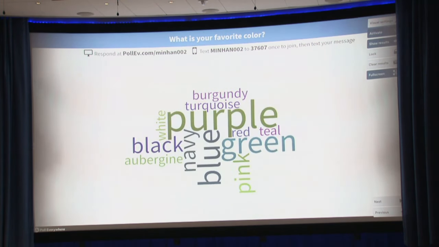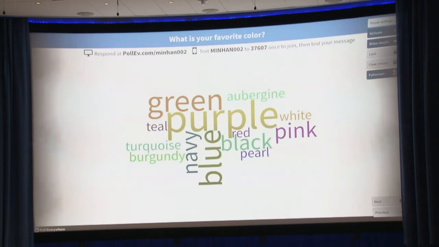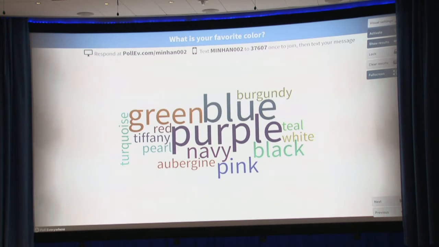We have burgundy. We have white. Okay, now we have white. Teal. I like teal color as well. Yellow, nobody. Orange color. Pearl. Okay, nice. So this is an open-ended question, and they could answer any.